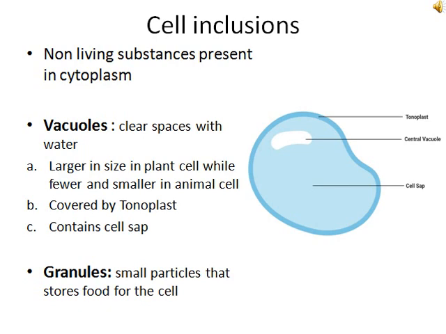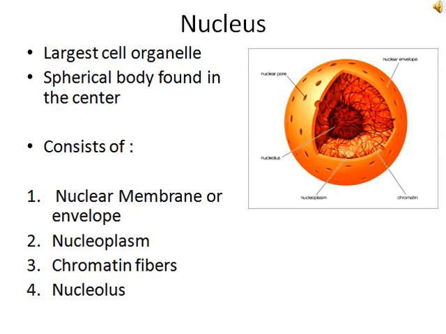Next is the nucleus. It is the most important part of a cell. It is found both in plant and animal cells. It is the largest organelle. It is spherical in shape and found almost in the center of the cell. But in plant cells, it is found towards the periphery due to the presence of a prominent vacuole. Nucleus consists of a nuclear membrane, nucleoplasm, chromatin fibers, and nucleolus.